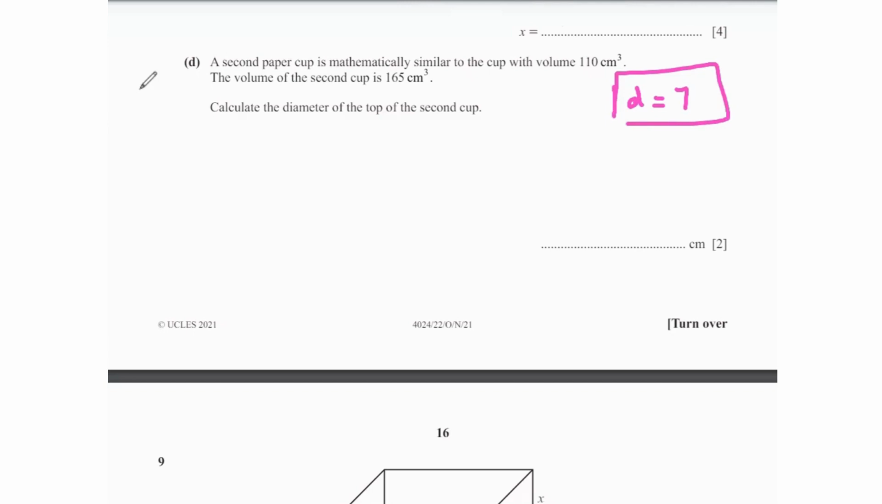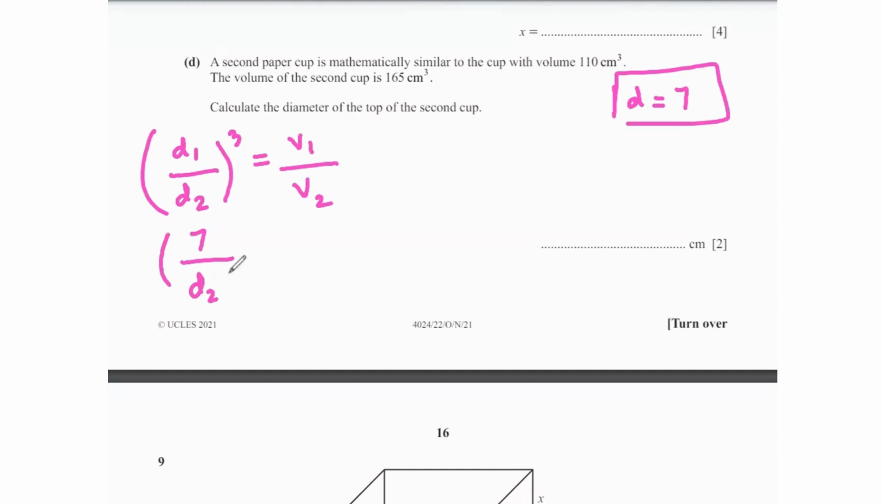When we have similar shapes and we talk about the volume, basically the length of the first shape divided by the length of the second shape whole cubed equals to the volume of the first shape divided by the volume of the second shape. Over here, the diameter of the first shape is 7. Diameter of the second shape is what we have to find. This cubed equals to volume of the first shape, 110, divided by the volume of the second shape, which is 165. If they were talking about the area or surface area, then you would square the ratio of lengths.